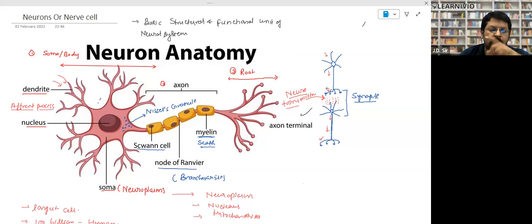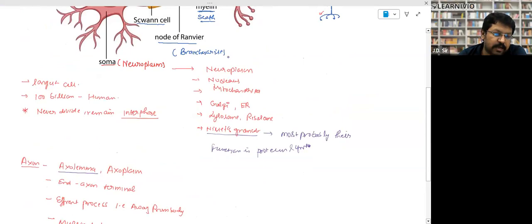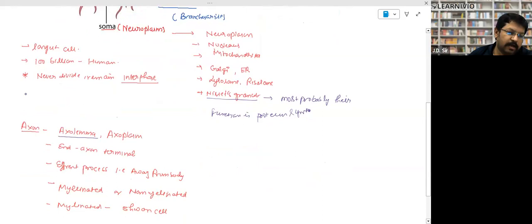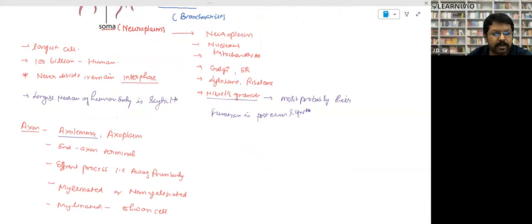Look. Note it down. A single cell may be up to 90 centimeter long. And the longest cell, the longest neuron of the human body is the sciatic nerve. Sciatic nerve is basically found near our thigh region, this thigh part, right? So this is the longest nerve.